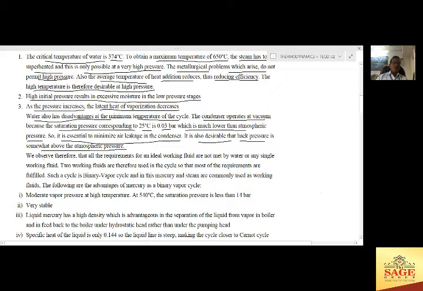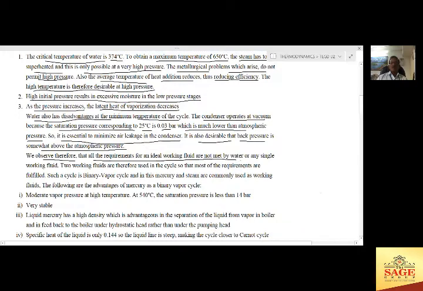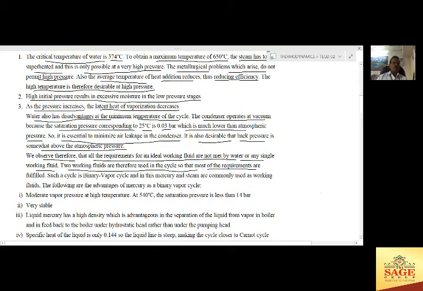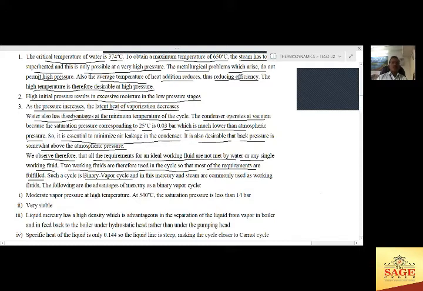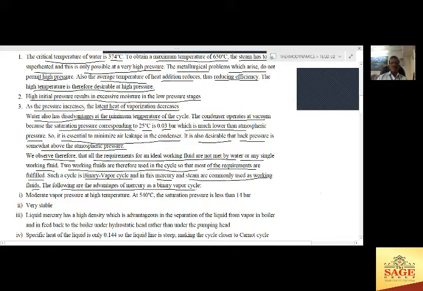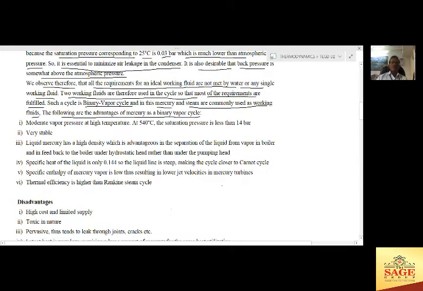So we observe, therefore, that all the requirements for an ideal working fluid are not met by water or any single working fluid. So two working fluids are used in the cycle so that most of the requirements are fulfilled. Such a cycle is called a binary vapor cycle. In this, mercury and steam are commonly used as working fluids. The following are the advantages of mercury in the binary vapor cycle. If we use mercury, we have the following advantages.